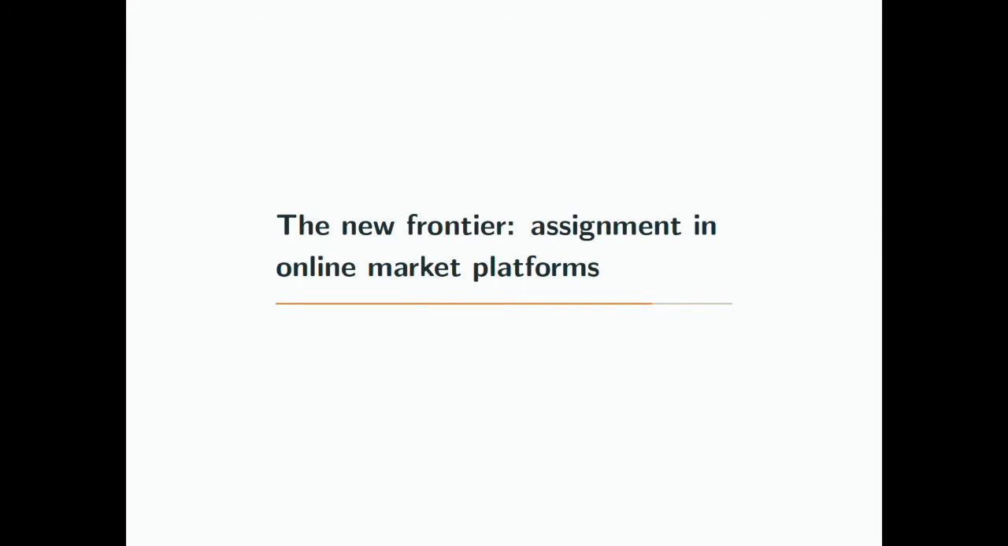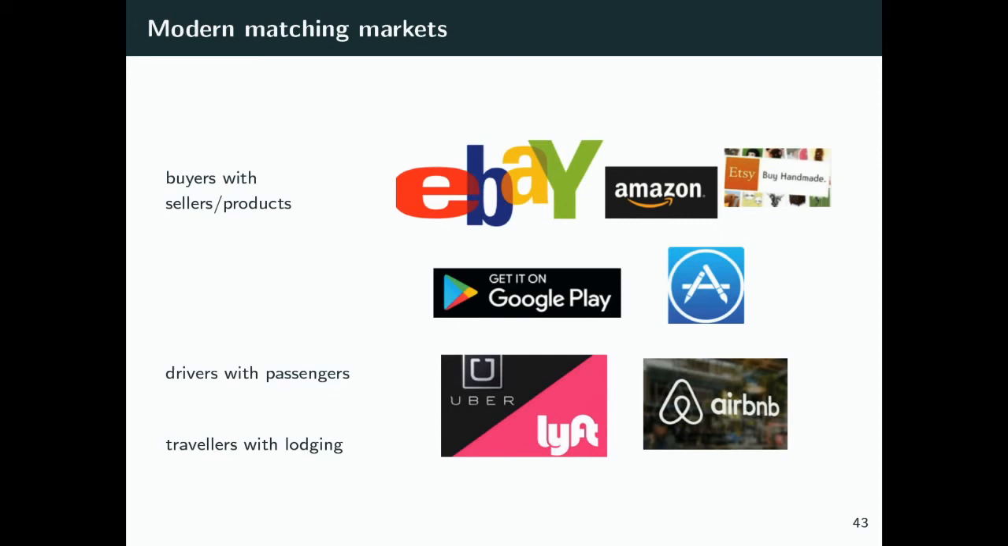Okay, so the last thing I want to do for the last few minutes is talk about the new frontier. I chose to talk about assignment problems because so many of the modern applications that we care about and are interested in involve assignment. So we're doing matching all the time. For example, eBay, Amazon, and Etsy are matching buyers with sellers and products. Uber and Lyft are matching drivers with passengers. Airbnb is matching travelers with lodging. Elance and oDesk are matching employees with employers.